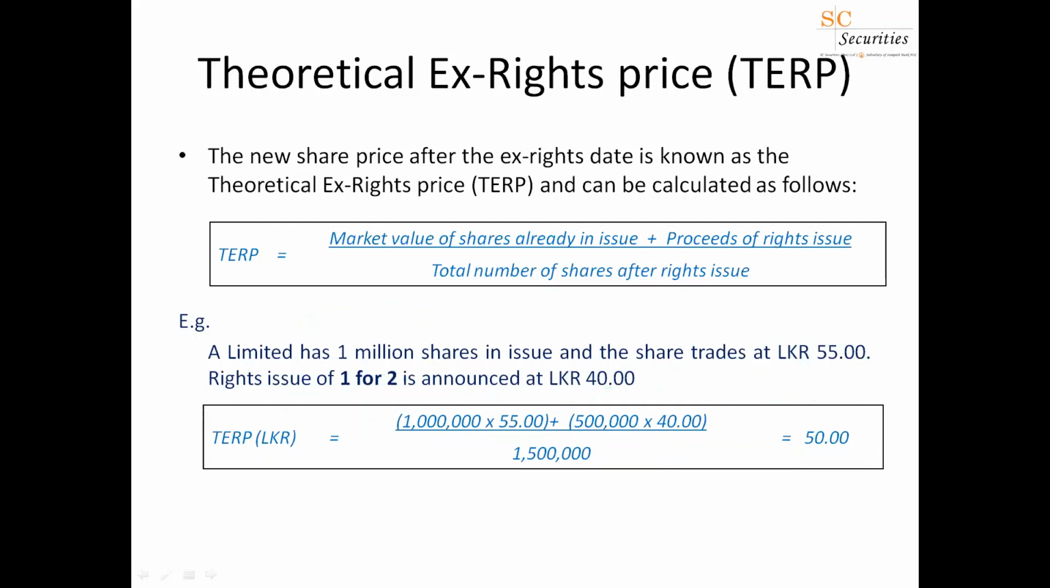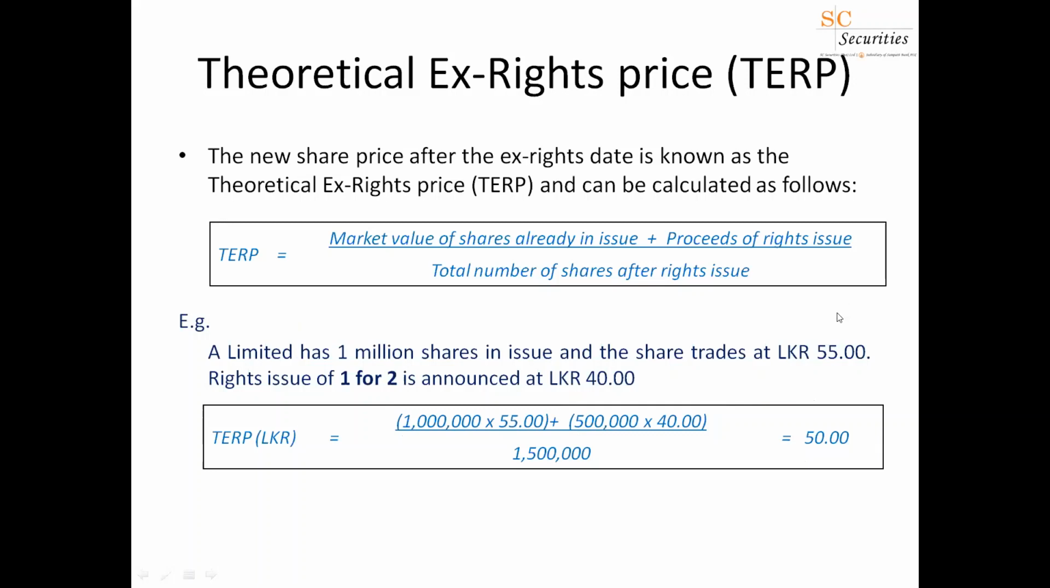Now we know the theoretical ex-right price. So you buy at 55 rupees today and you get entitled to buy shares at 40 rupees in future. But soon after the ex-right date, your share price will go down by 5 rupees. So theoretically you are losing 5 rupees, and it should come to 50. The next question you need to know is, how much should you pay to buy a right in the market?